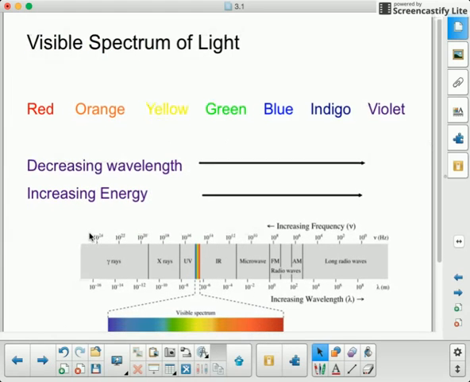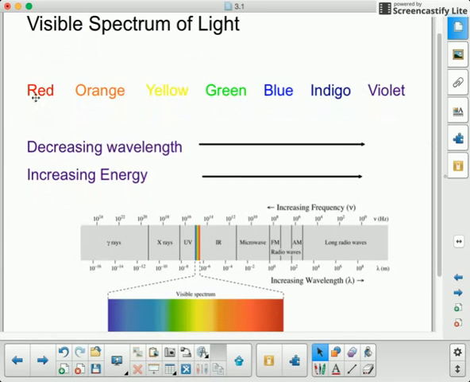The visible spectrum of light is next in your notes. It starts with red wavelengths of light, which are the longest wavelengths. And then we go in order of decreasing wavelength and increasing energy. So as we work our way across from red to violet, the waves are shorter and the higher energy, higher frequency. So it's red, orange, yellow, green, blue, indigo, and violet. You've probably heard the acronym ROY-G-BIV.